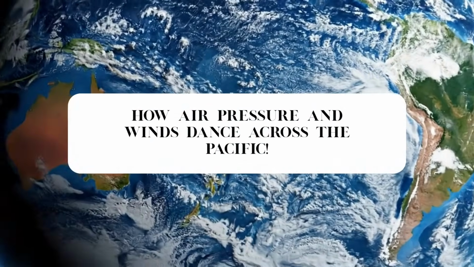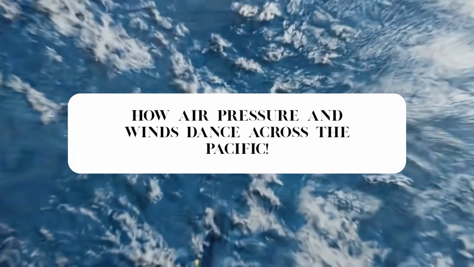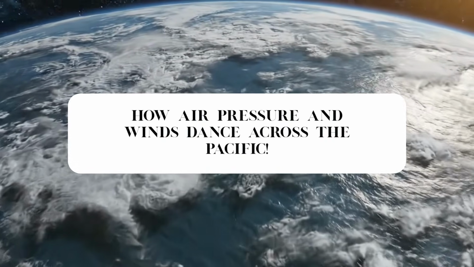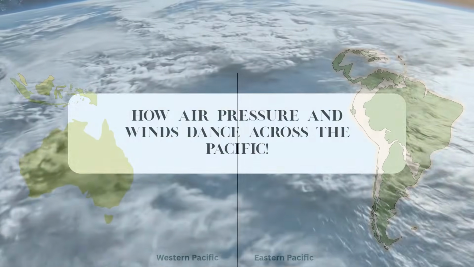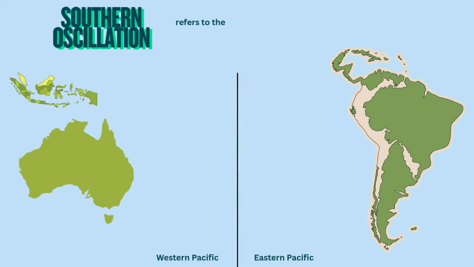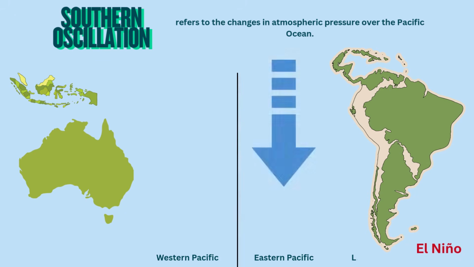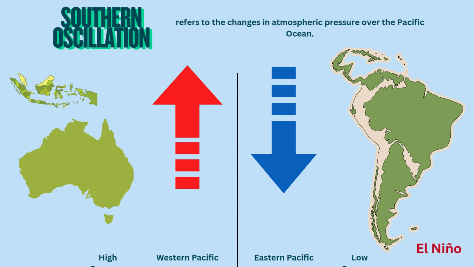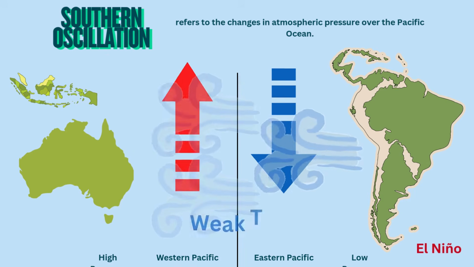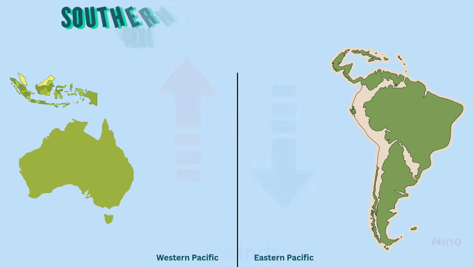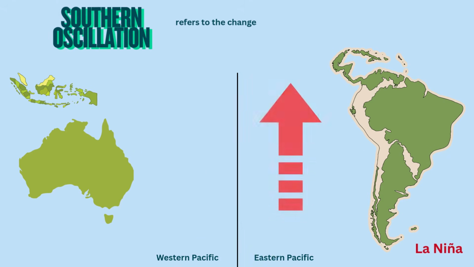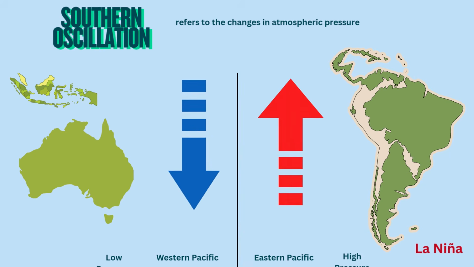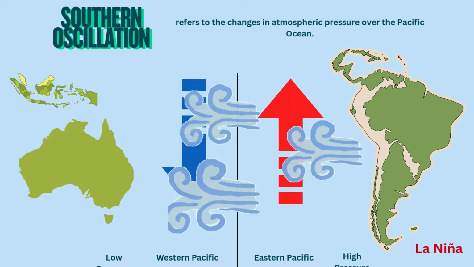So, what connects El Niño and La Niña to the atmosphere? That's where the Southern Oscillation comes in. The Southern Oscillation refers to the changes in atmospheric pressure over the Pacific Ocean. During El Niño, the atmospheric pressure over the eastern Pacific drops, while it rises in the western Pacific. This is what weakens the trade winds. During La Niña, the opposite happens. Pressure rises in the east and drops in the west, making the trade winds stronger.